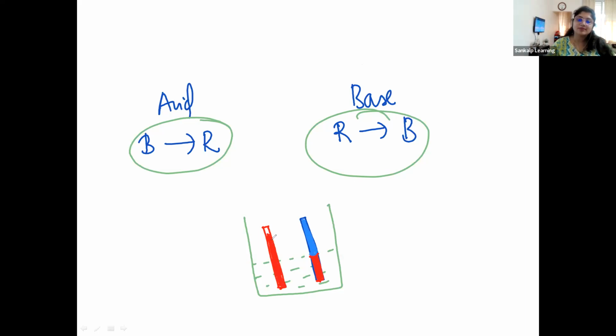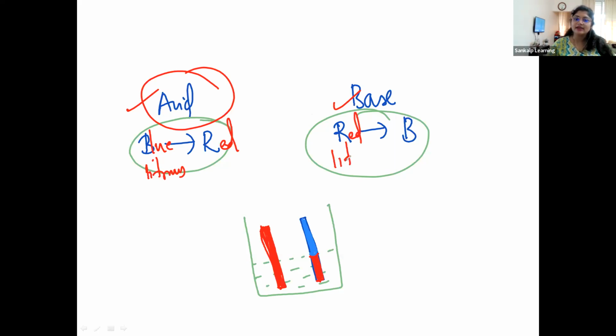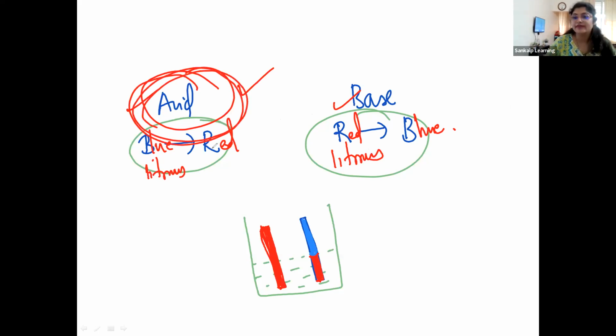So you need to remember these conditions. Remember this condition: whenever acid is there, it turns blue litmus red, and whenever a base is there, it converts red litmus blue. Got it? So this is the condition.